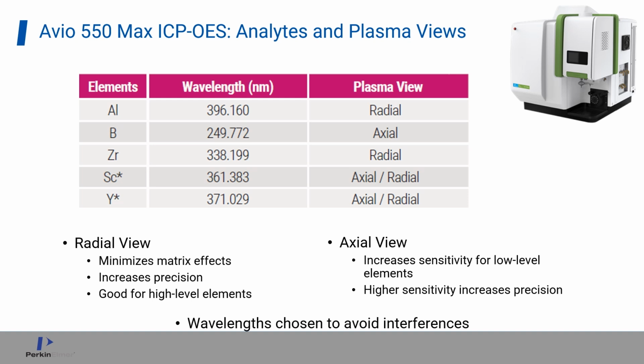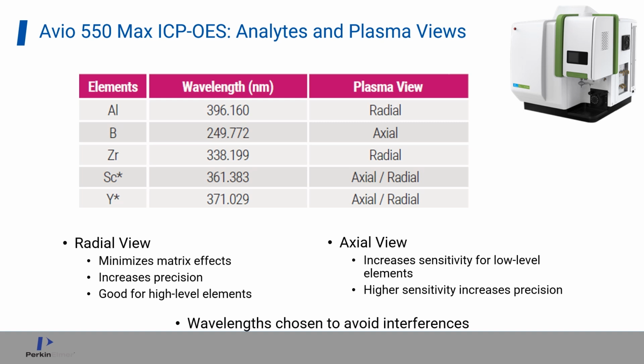And here are the wavelengths we use in the plasma views. We analyze aluminum and zirconium with a radial plasma view and boron with an axial plasma view. In addition, we also looked at scandium and yttrium. These are used as internal standards, and we evaluated both of them as they are commonly used internal standards for ICP-OES.